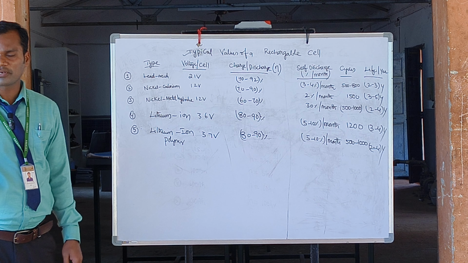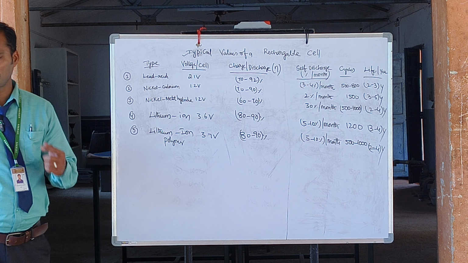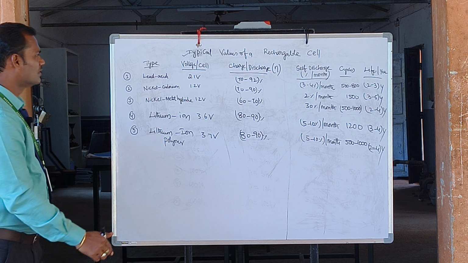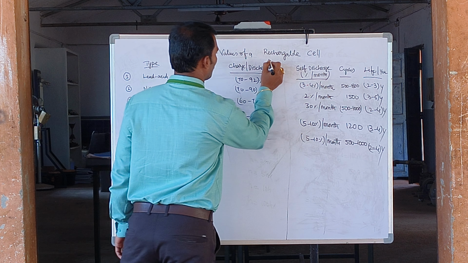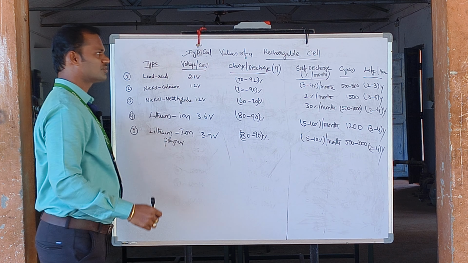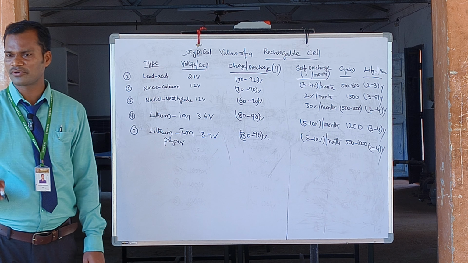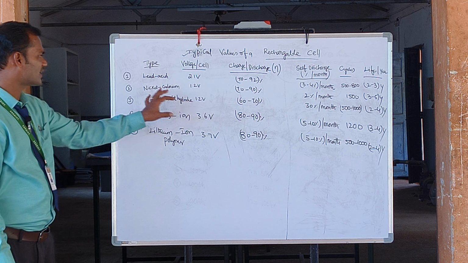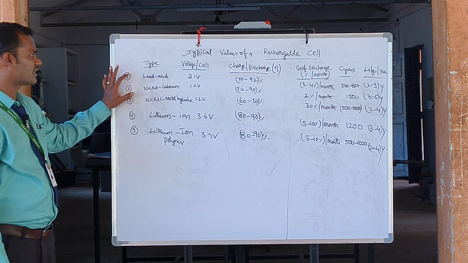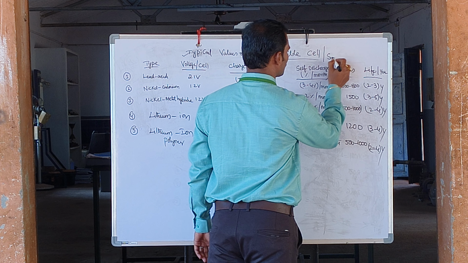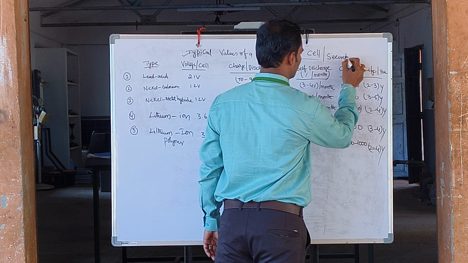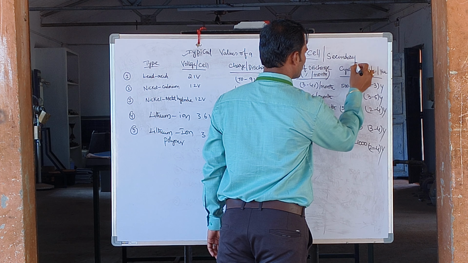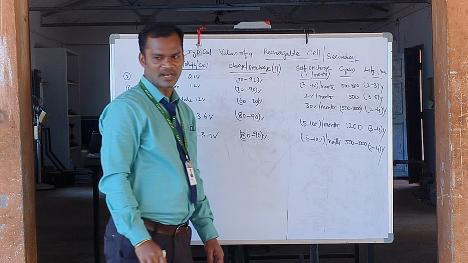Have an overview of these battery parameters. So typical values of rechargeable batteries. Okay, I will make things clear. We have rechargeable batteries and non-rechargeable batteries. All these are examples under rechargeable batteries, which are also called secondary batteries.